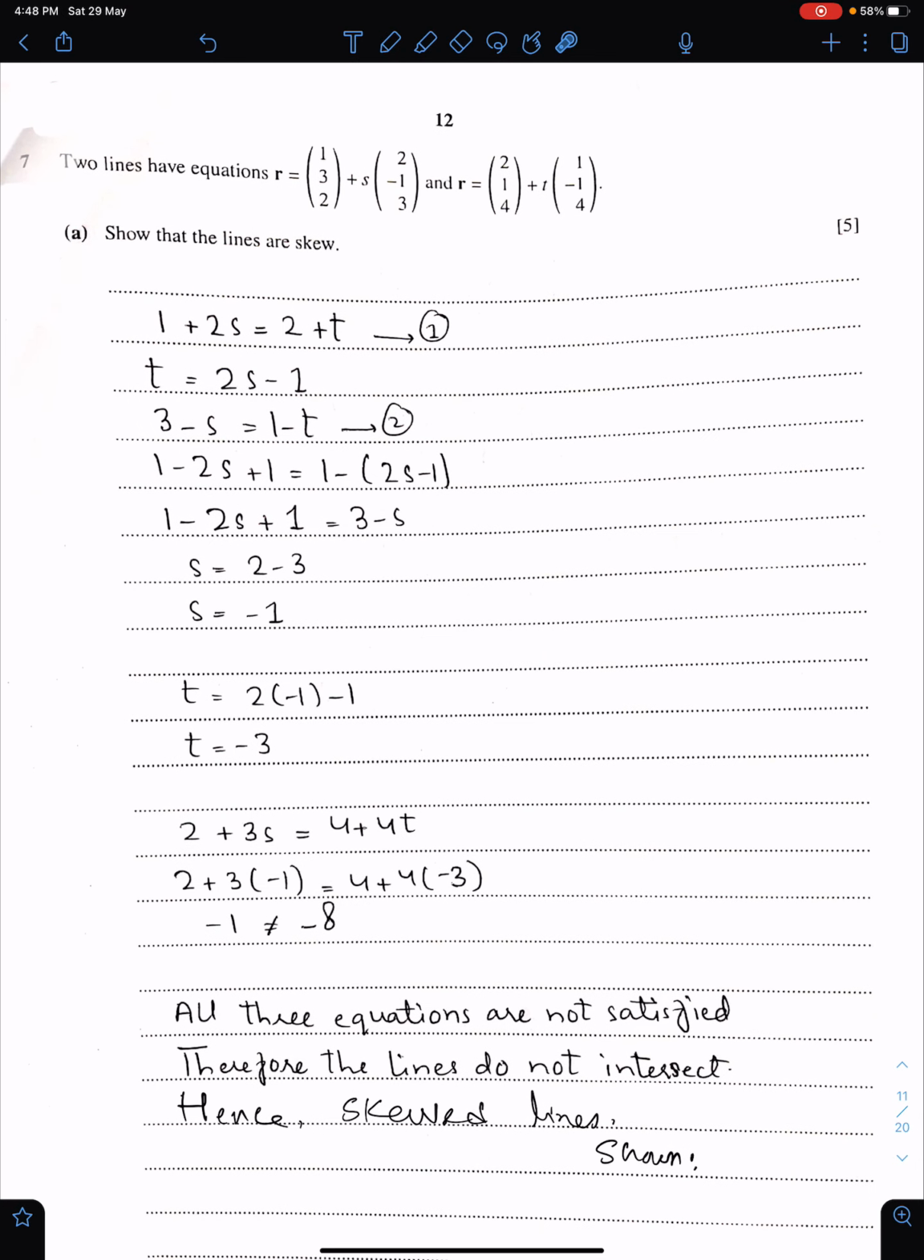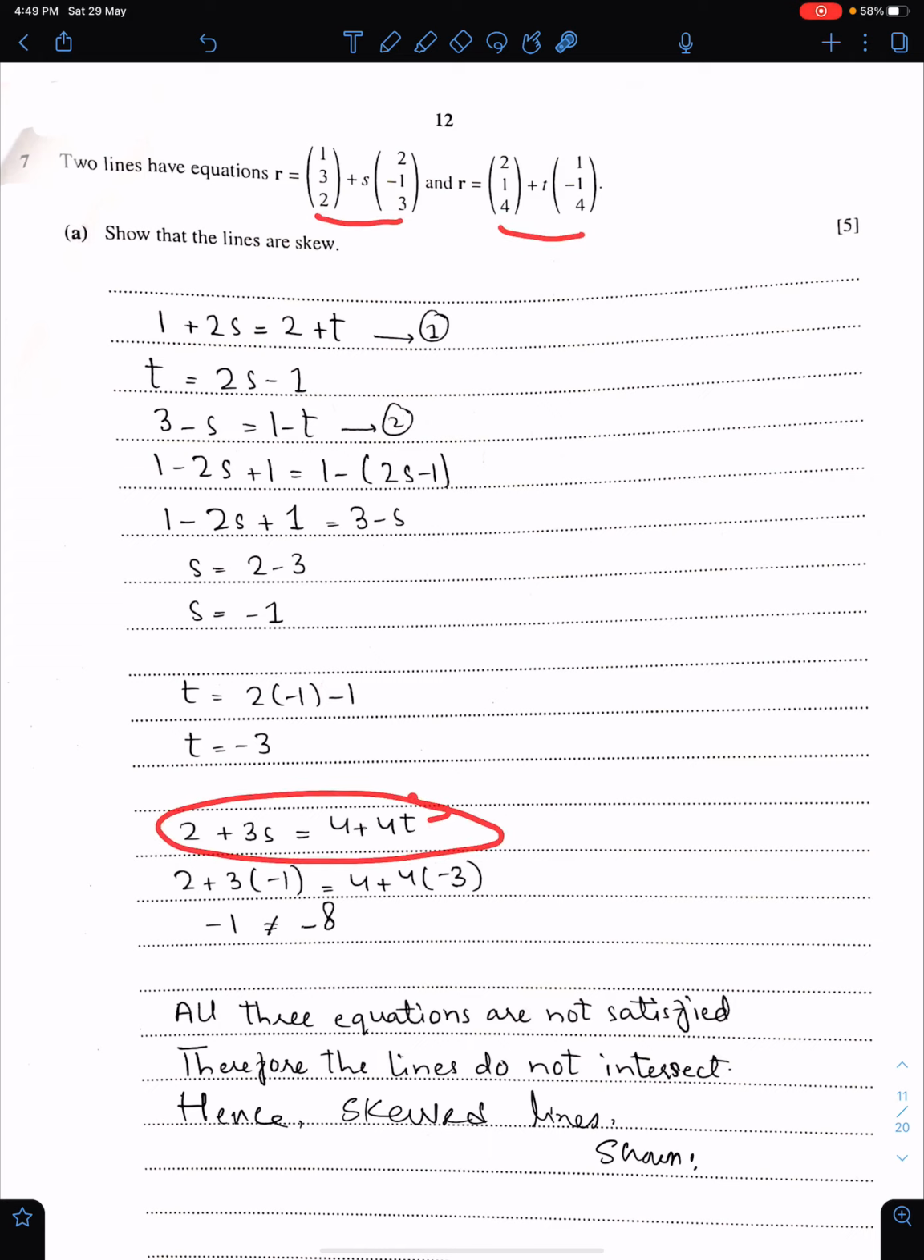Next question, 7. Two lines have equation. Show that the lines are skew. See, when lines are skew, then all three equations must not be satisfied. So this is the first equation. When you equate these two r's, you will get three equations. 1 plus 2s is equal to 2 plus t. This is equation number 1. The second equation is 3 minus s is equal to 1 minus t. And this is the third equation, 2 plus 3s equals 4 plus 4t.